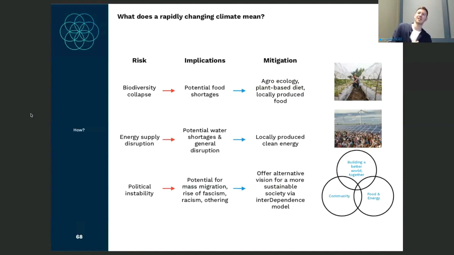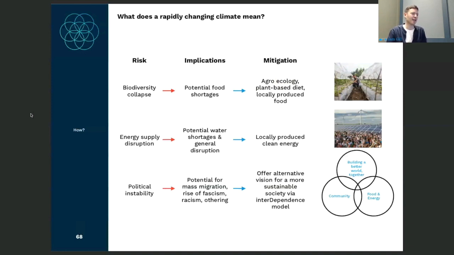So biodiversity collapse risks food shortages. And so a way to mitigate that is really moving to locally produced food. If we're not able to rely on global supply chains, arguably unsustainable supply chains, does it make sense to be importing bananas from the other side of the world when we could eat apples that are down the road? So ultimately, there are changes that we might want to think about in terms of what we eat, but also where that food comes from.